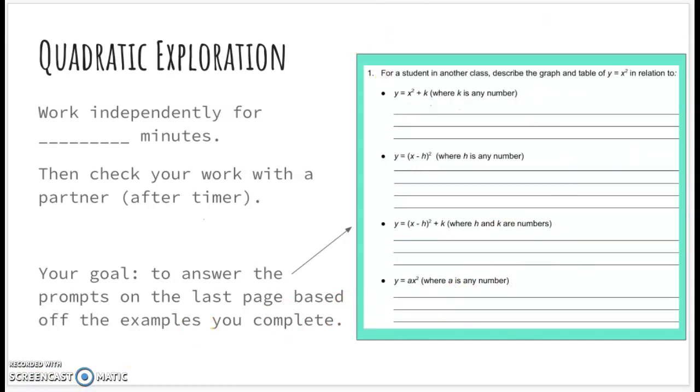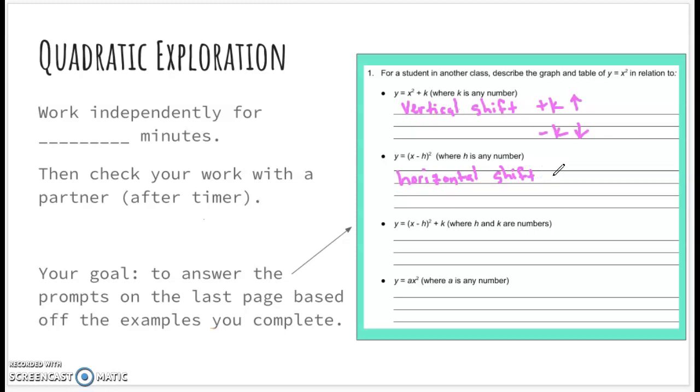All right, so hopefully you're back from testing things out with Desmos. My hope for you is that you recognize that when you added a number on the outside of the x squared, you shifted your graph. There was a vertical shift. If you added a number, you went up. If you subtracted a number, your graph shifted down. Same thing here: x minus h squared. Now you have a horizontal shift.